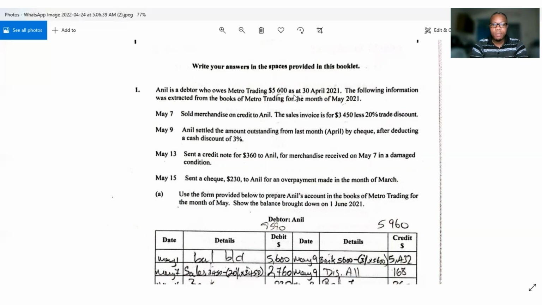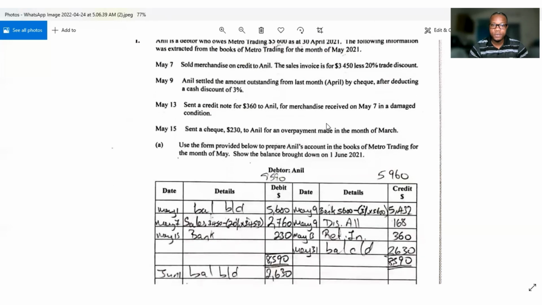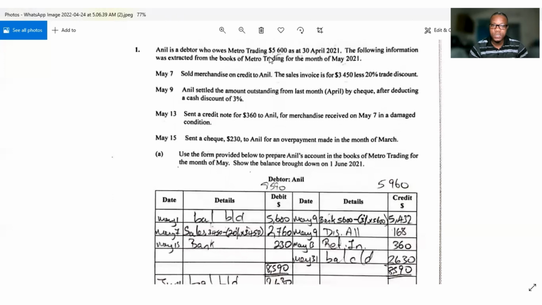So the first transaction, May 7. As a matter of fact, before you even put in the first transaction, there is some information given to us here, which is the opening balance. They told us that Anil owed Metro Trading 5,600 at the end of the last accounting period. Obviously, that would be our opening balance. So it is 5,600. Remember that I said that a debtor's account carries a debit balance. So here it is, May 1, balance brought down, 5,600. So you have the opening balance right there.